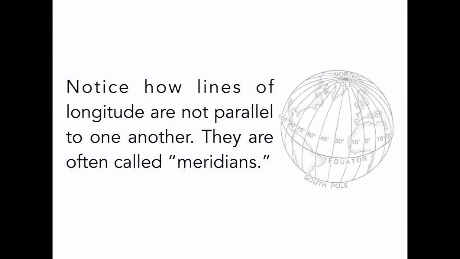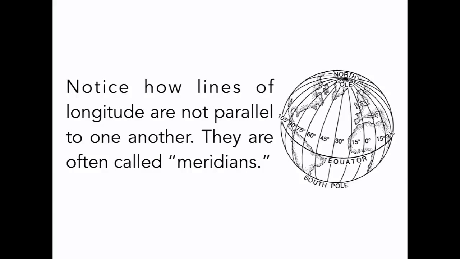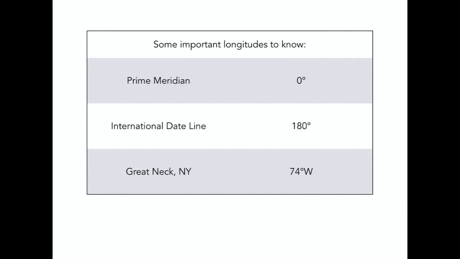Notice how the lines of longitude in this diagram are not parallel to one another. They are often called meridians. But also notice how they intersect at the North Pole. If we were looking at the South Pole, they would also intersect. And these are important longitudes to know for the rest of the year.